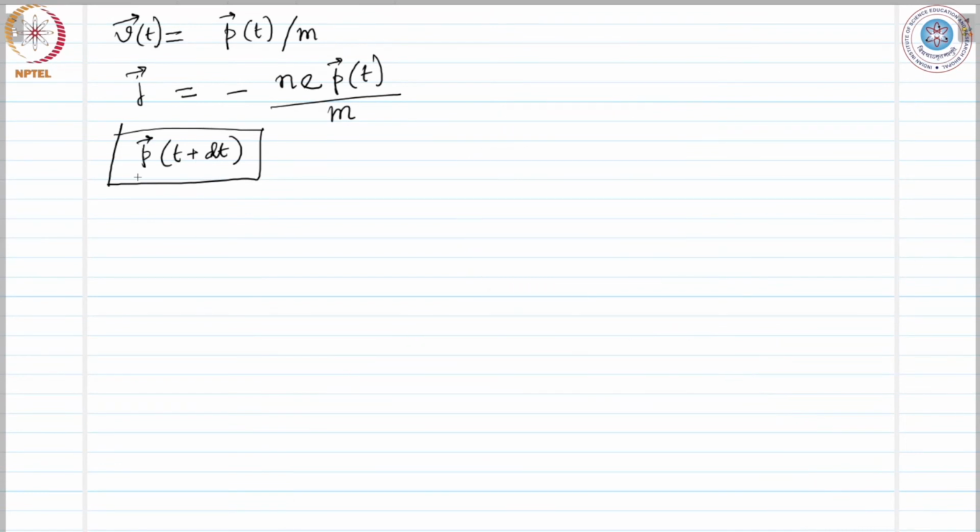An electron taken at random, picked up at random at time t, for example, will have a collision before time t plus dt with probability dt over tau. If we pick up an electron at time t, and we now go to time t plus dt, within this time interval, this electron will have at least one collision with the probability dt over tau.